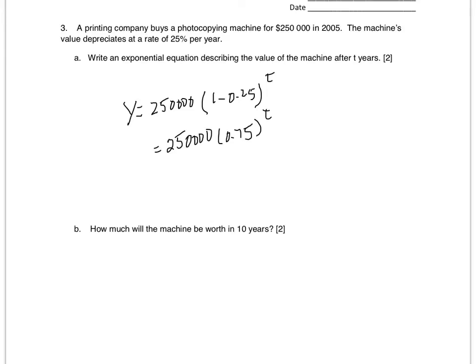Now the next question is, how much will the machine be worth in 10 years? So this becomes y is equal to $250,000 times 0.75 exponent 10. Now evaluating this expression, this becomes $14,078.40.